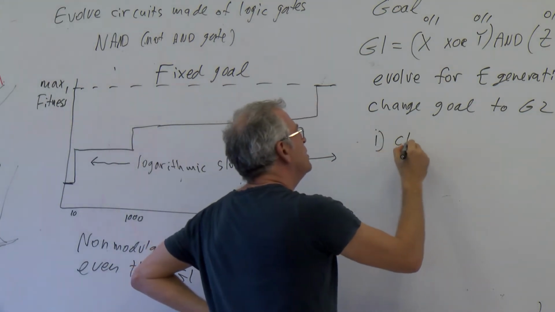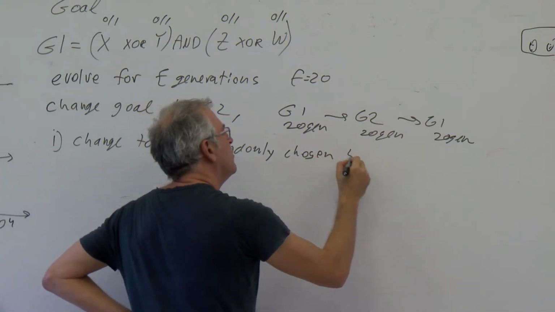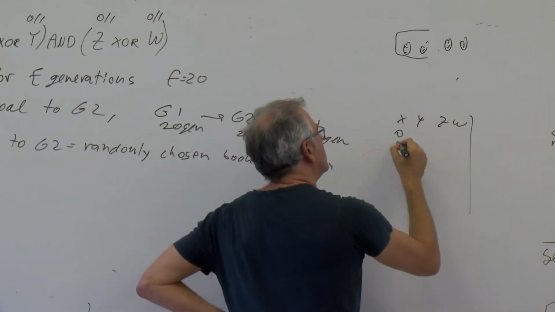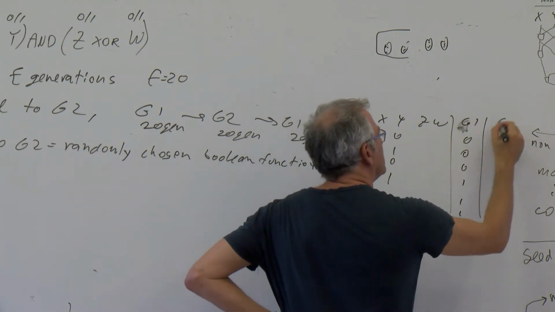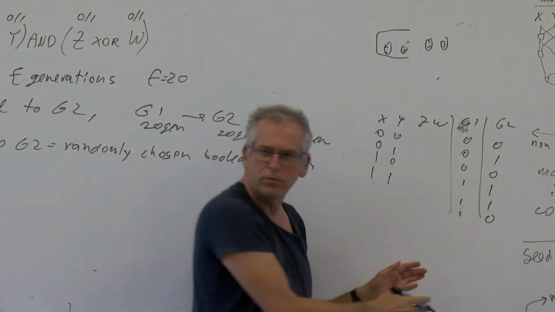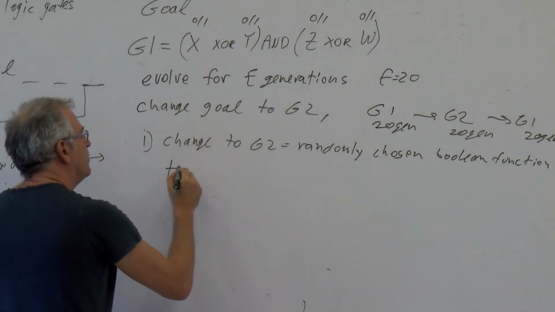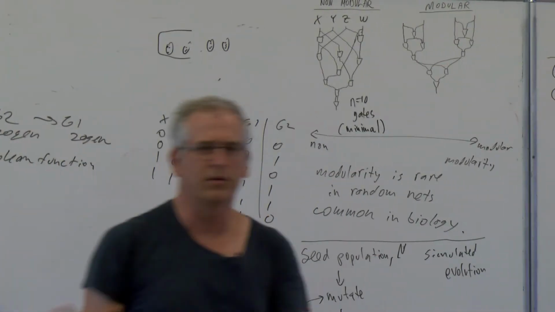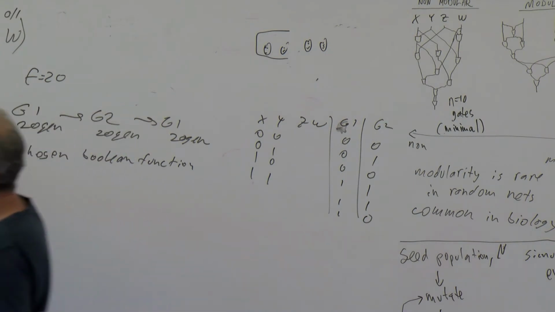So if we change to G2 equals a randomly chosen Boolean function, I can take x, y, z, and w, with outputs 0, 0, 1, 1, 0, 1, 0, 1, and this is G1. And for G2, I just choose zeros and ones at random, and that will be my G2. So I have some Boolean function. Then back to G1, back to G2, back to G1, back to G2. I get a terrible confusion. Evolution doesn't know what to do with itself. It starts with G2, then changes to G1, then to G2, and in general you basically don't converge to something.